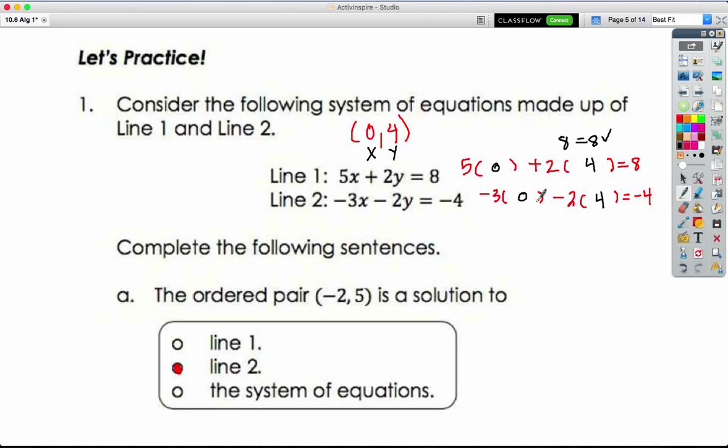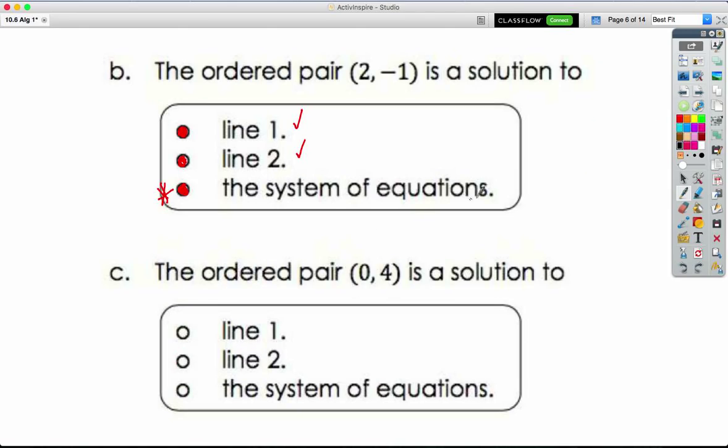-3 times 0 is 0, and -2 times 4 is -8, equals -4. That does not work. So it is only a solution to the first line. So it is a solution to line 1. Because I had already found the point of intersection, if I think about two lines on the same graph, if they're both lines, they should never double back and intersect more than once. Now there are two special scenarios, but if they're just two lines intersecting, they should never intersect more than once.